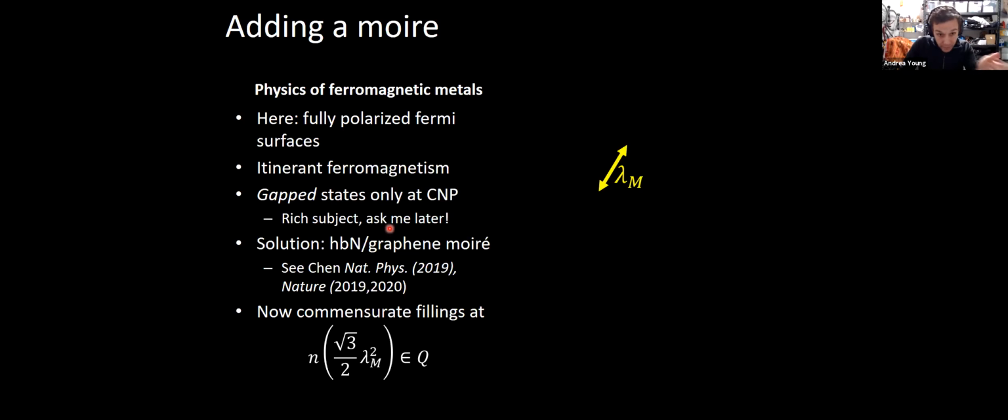I'm happy to discuss what we've seen so far in these rhombohedral graphites and otherwise. But if it were more spectacular, I guess I would be showing it to you. There's a solution to sort of enrich this phase diagram, which is to add a hexagonal boron nitride layer that is aligned rather than misaligned, and create a moire pattern.